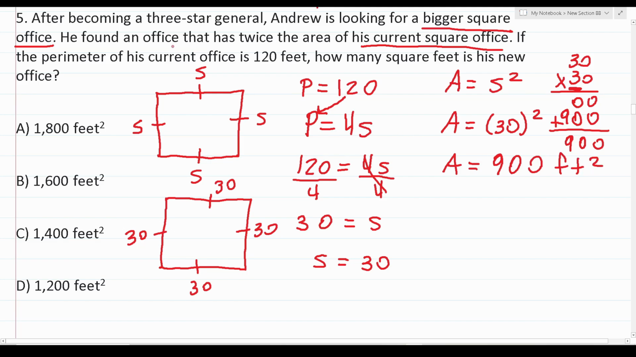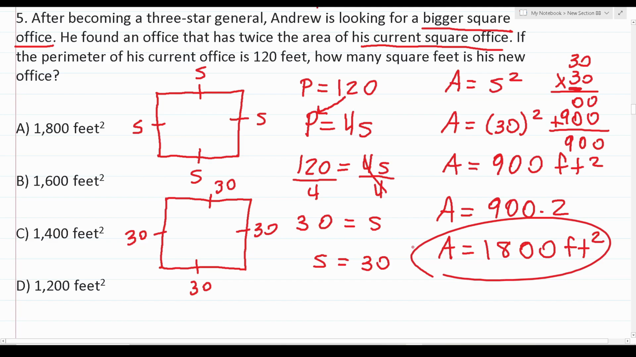And we know that his new office has twice the area of his current office. So his new office is going to be 900 times 2. 900 times 2 is 1,800. So the area of his new office is 1,800 square feet, which we can see is A.